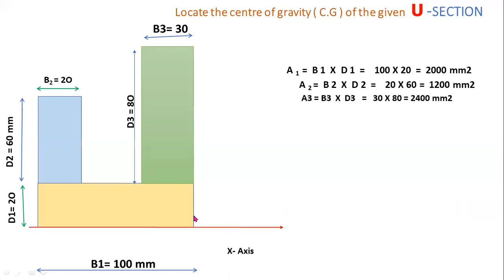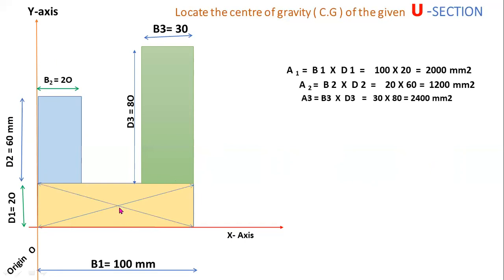This is a reference x-axis. This is a reference y-axis. This one is origin. This given U section is an unsymmetrical section. Now I am drawing the diagonals for locating these individual centroids. This intersecting point is the centroid of a bottom rectangle. C1 is the centroid of a bottom rectangle.